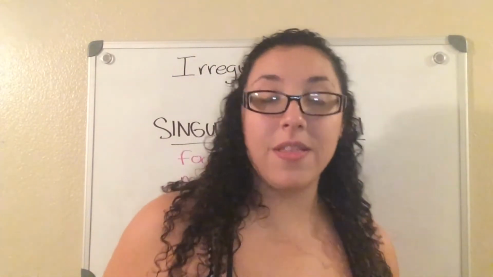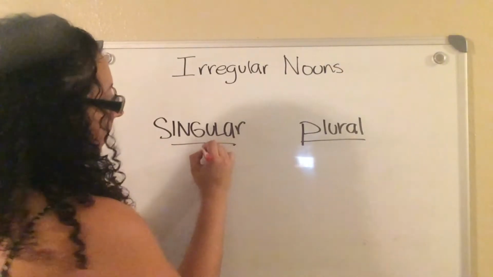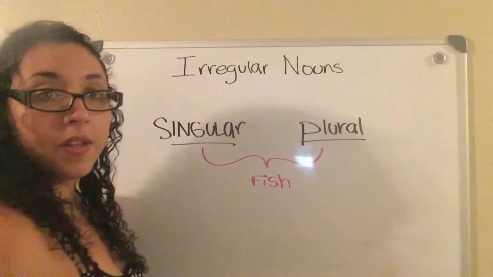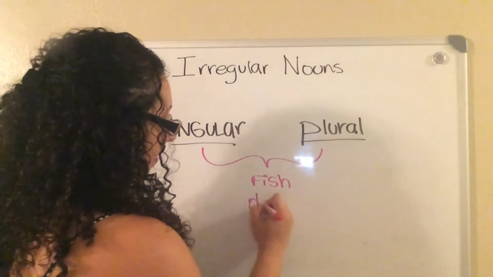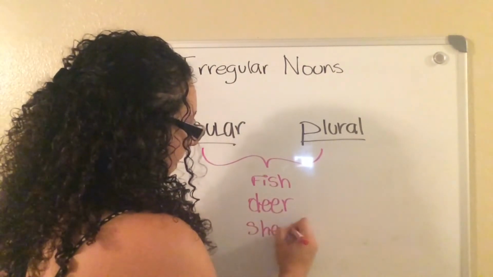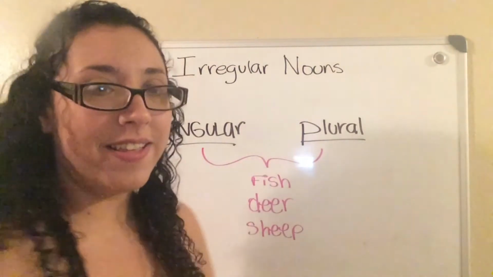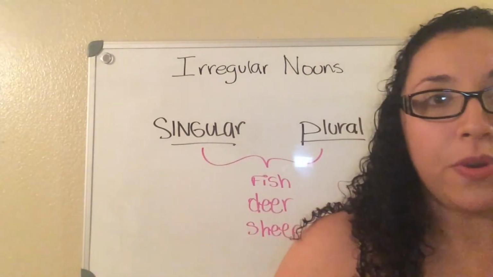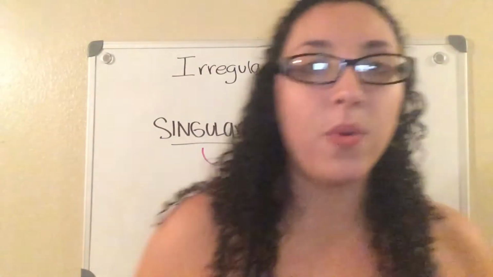There is also another type of irregular nouns that don't change at all. They stay the same way when you say them in singular as when you say them in plural. I'm going to give you examples of this too. Fish, deer, sheep. These are nouns that don't change after you've changed them from singular to plural. So you can say, I caught one fish, or I caught 3 fish. And it stays the same.